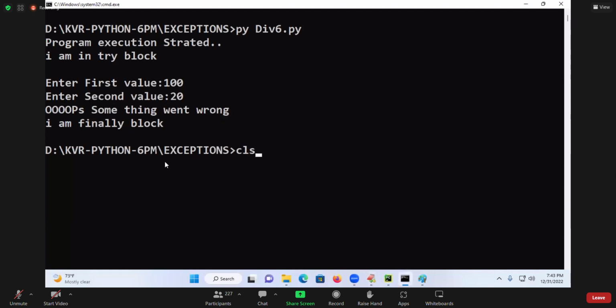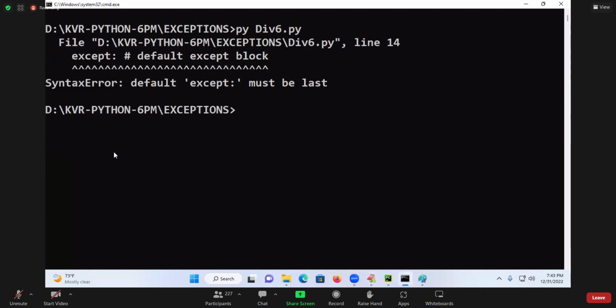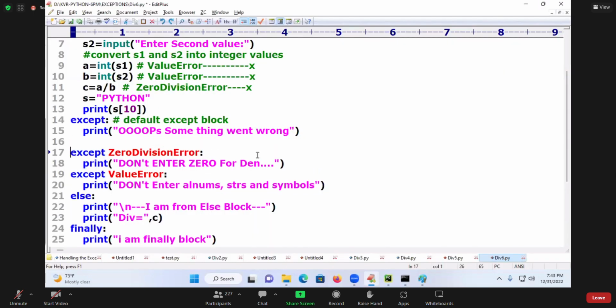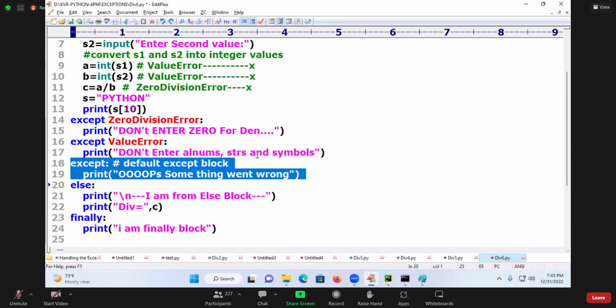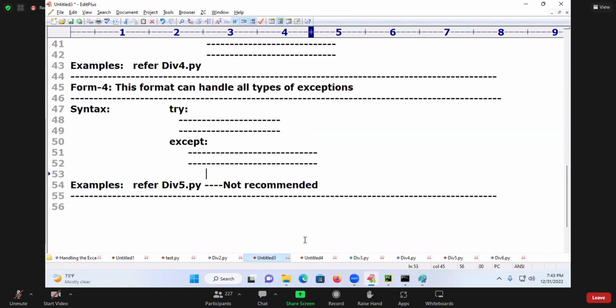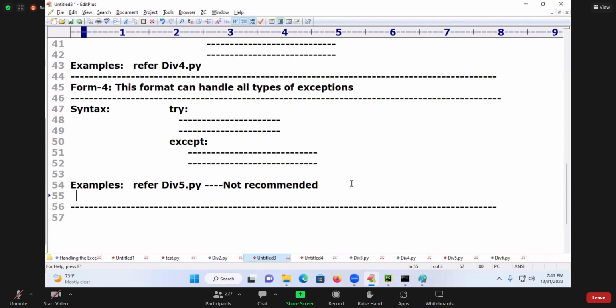Now this is the most important scenario, students, except. When I am writing the except block, tell me, what is this except block called? Which block is this? Default except block, students. Where should I write the default except block? In the last we need to write. We should not write it in the beginning. See, I am trying to write it in the beginning. See what is happening. Error will come. Run it. See, default except block must be last. So, anything we learn, we need to write it more confidently.